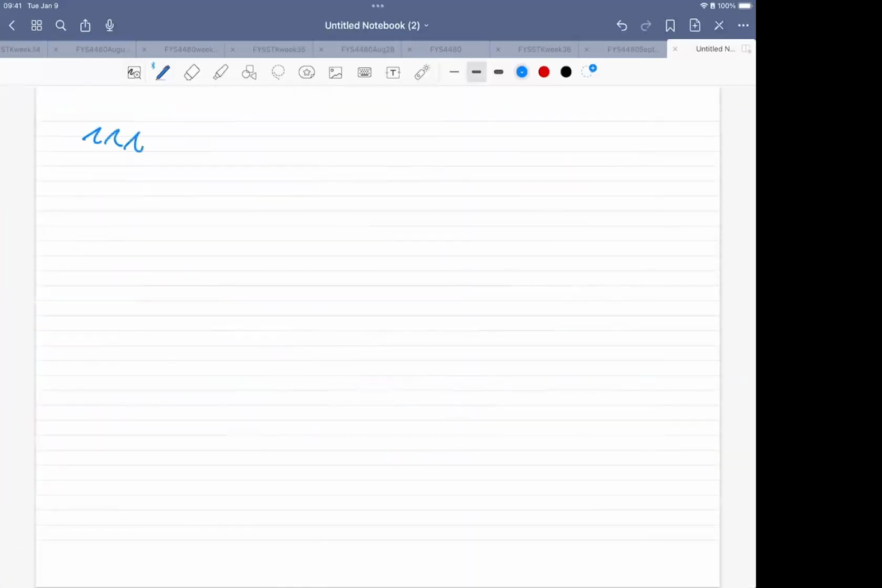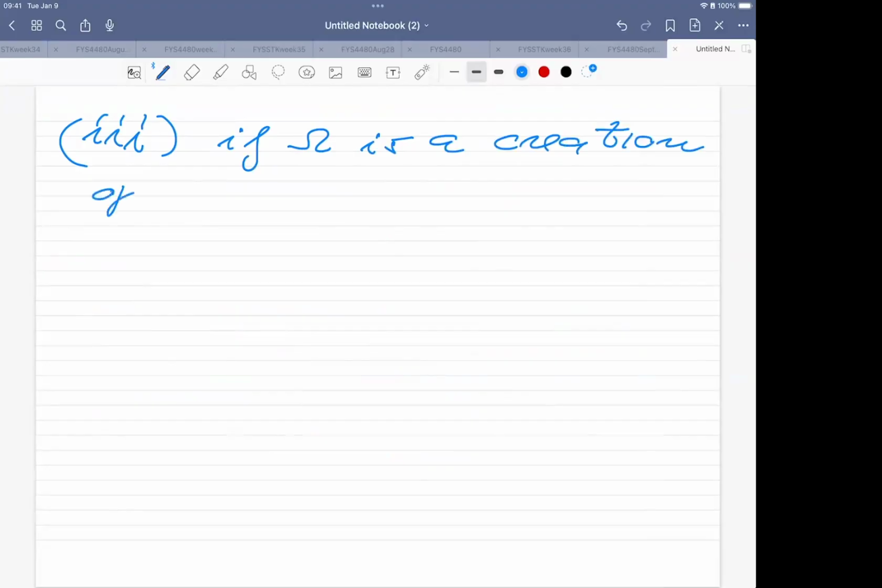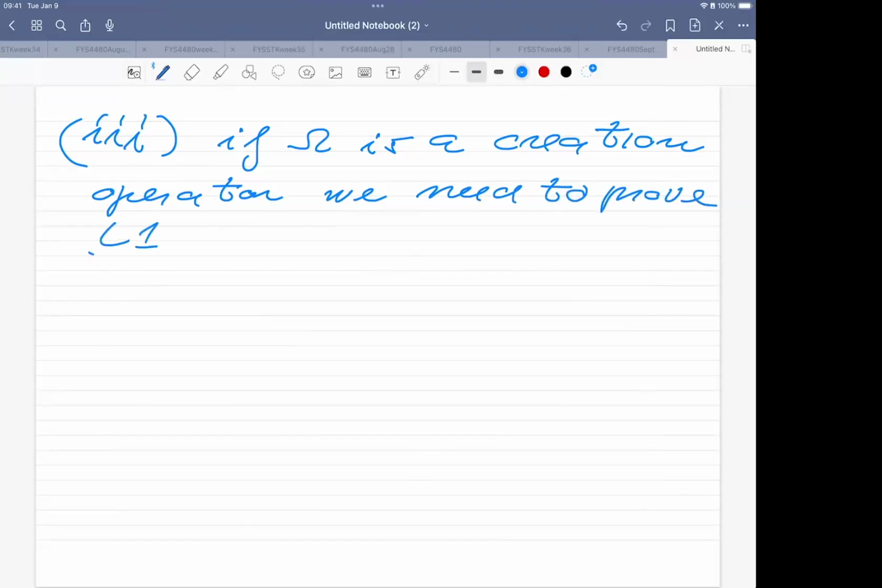That's the only case which we need to be a little bit careful with. So 3, if omega is a creation operator, this is when we need to do some thinking here. If that is the case, we need to prove the lemma, to prove L1, this lemma here, if all X, Y, Z up to W are annihilation operators.